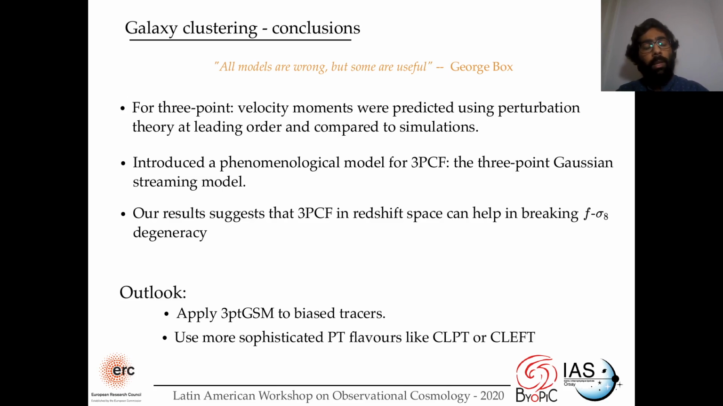But here we use the leading order in standard perturbation theory, but we could also use more sophisticated perturbation theories like CLPT or CLEFT, which have been shown to be quite successful in the case of pairwise velocities, or rather the 2-point clustering analysis.